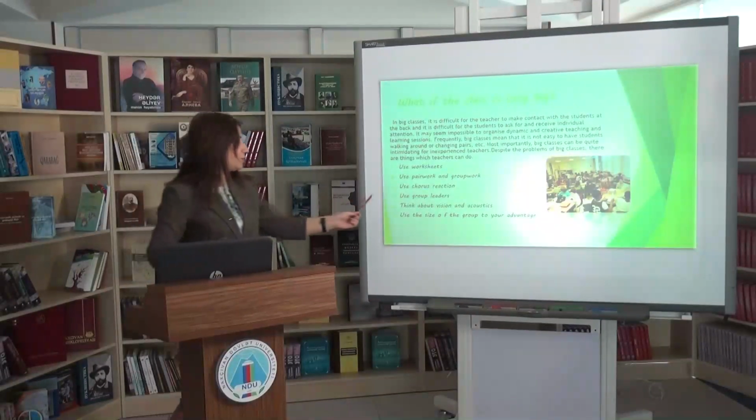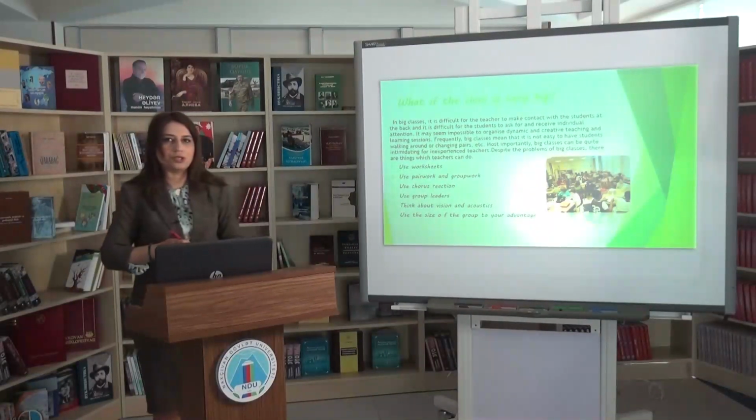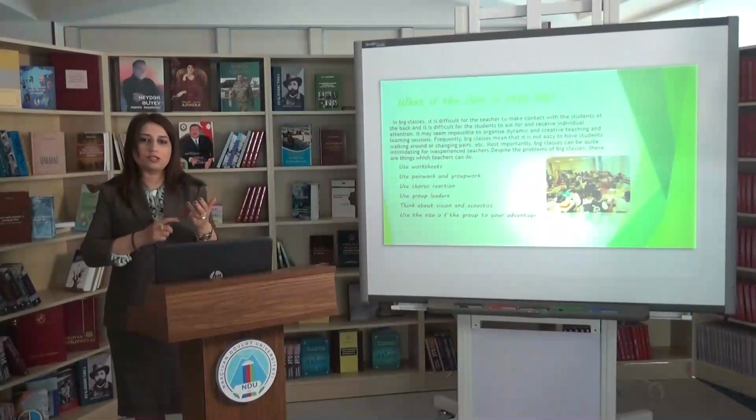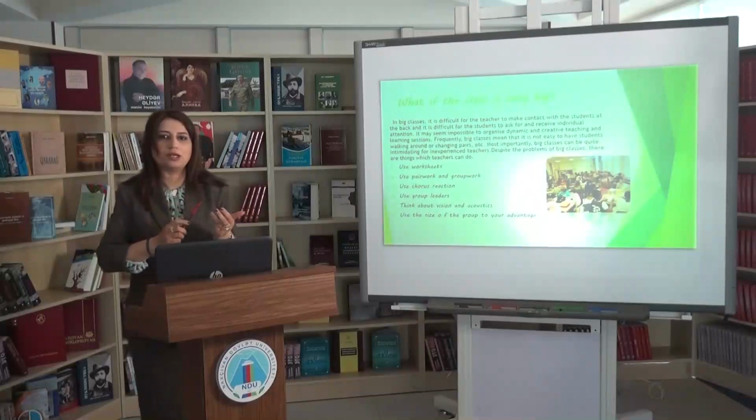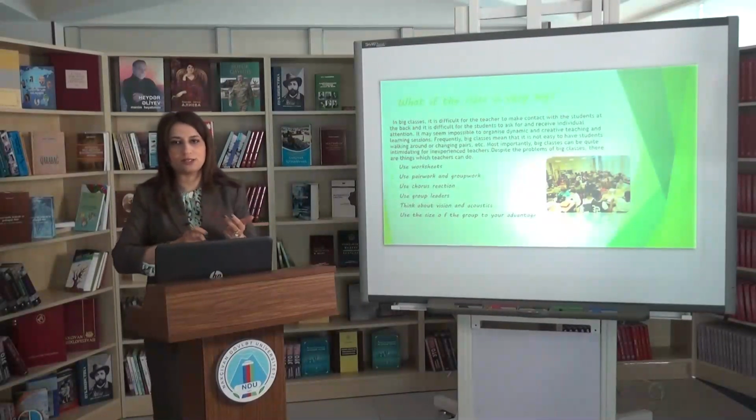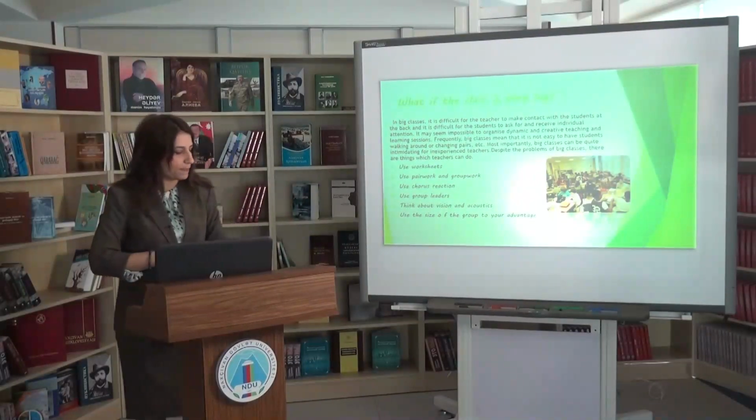Then we can use group leaders. Teachers always use group leaders. They help teachers by distributing worksheets, checking if their group understands the information, collecting work and giving feedback.